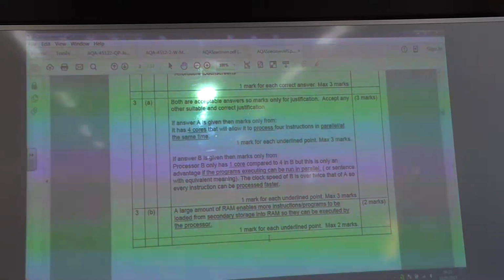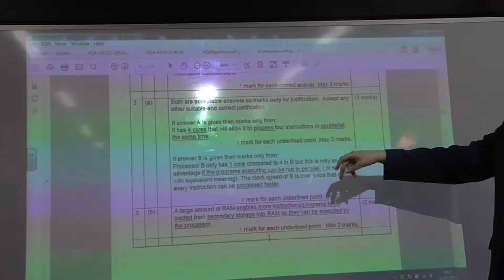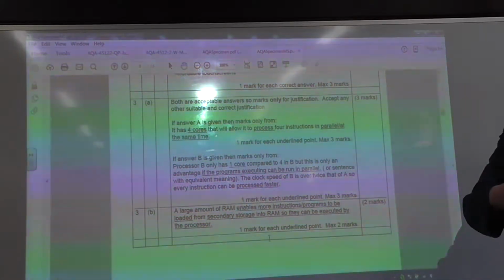They did actually accept point processor B as well. Has 1 core compared to 4 in B, but this is only an advantage if the programs can be run in parallel.